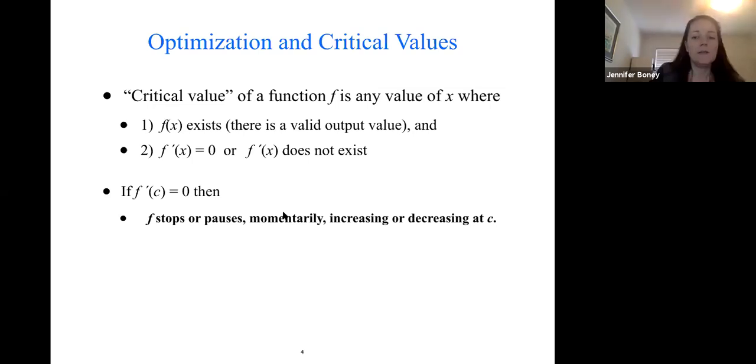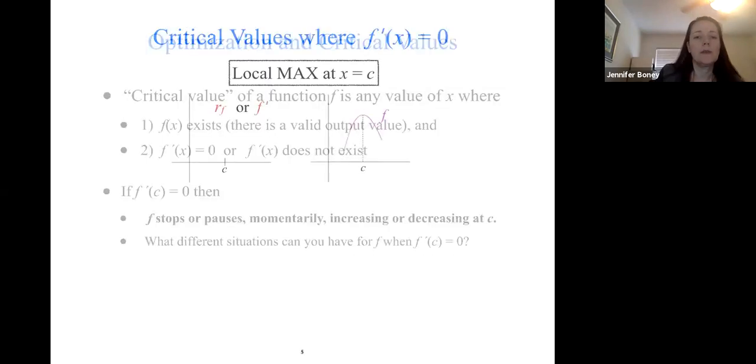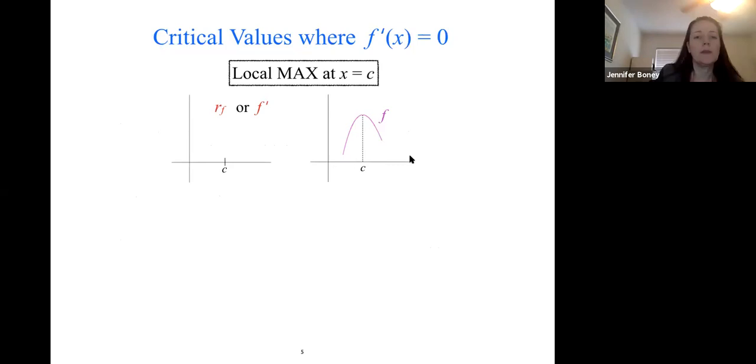So let's take a look at what this might look like. There are a few different ways that a graph could look if its derivative is 0 at a point x equal to c. I could have what's called a local maximum. So something like this. If this is my graph f, the graph of the relationship f, as I go from left to right, I can see that as x increases, y increases, and then pauses, and then decreases. So it stops going up and then moves to going down.